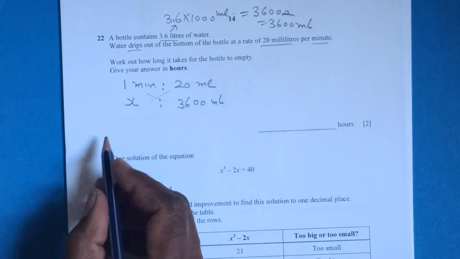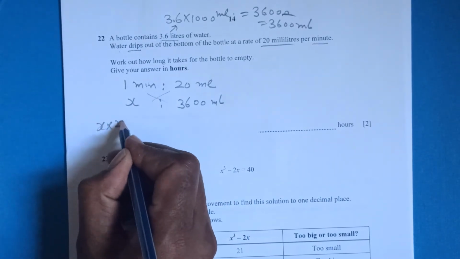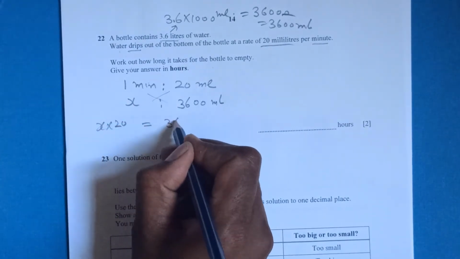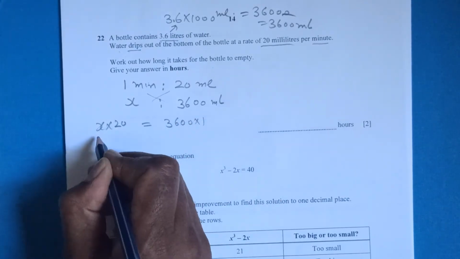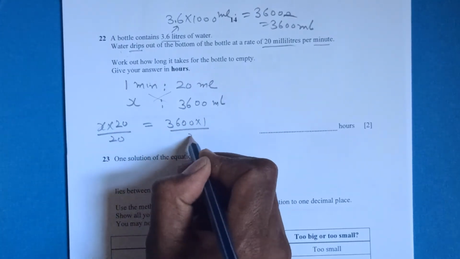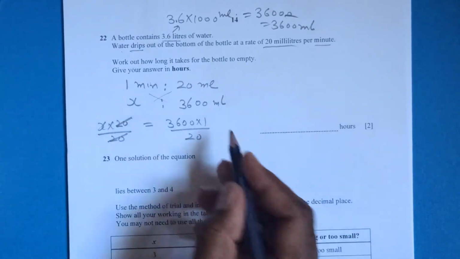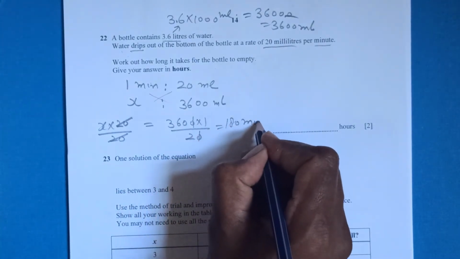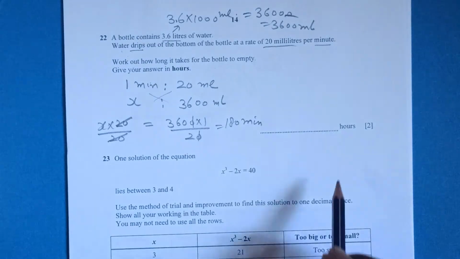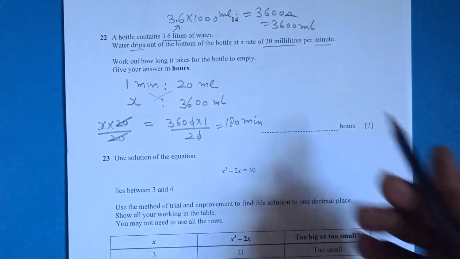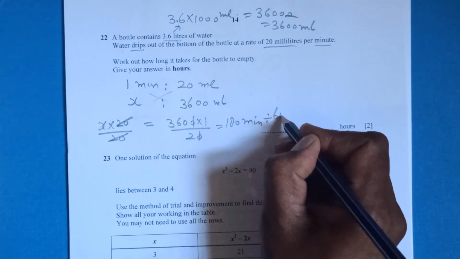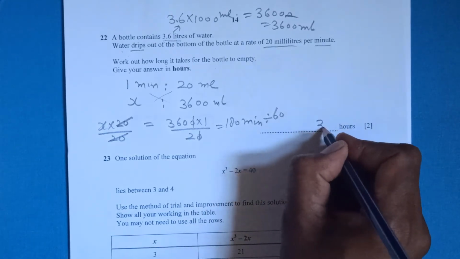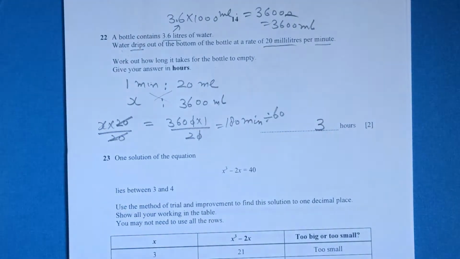So cross multiply. x times 20 equals 3600 times 1. Divide by 20, divide by 20. So this 0 is gone, 180. But this answer is in minutes, and it says to write the answer in hours. So divide by 60. This comes out to be 3 hours.